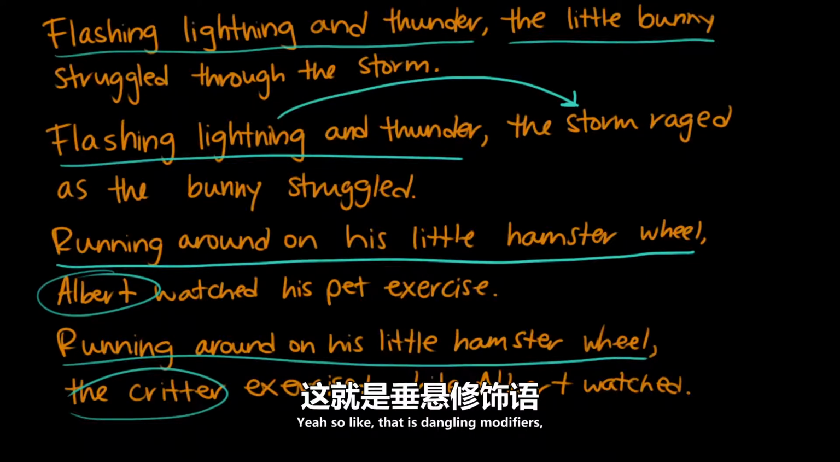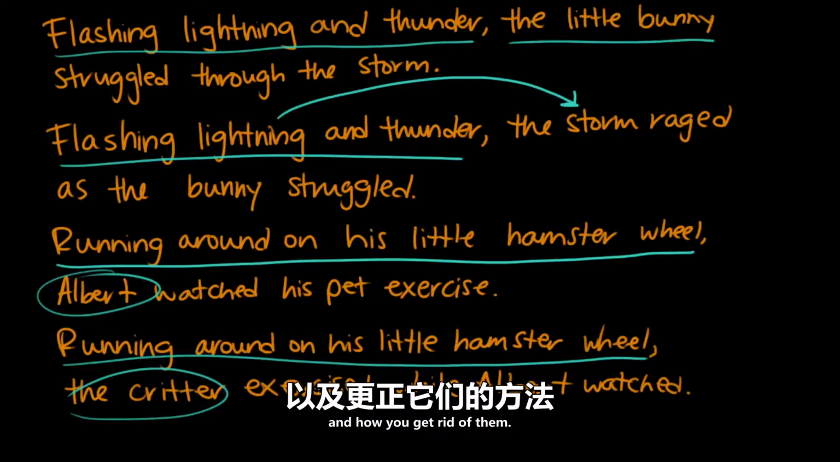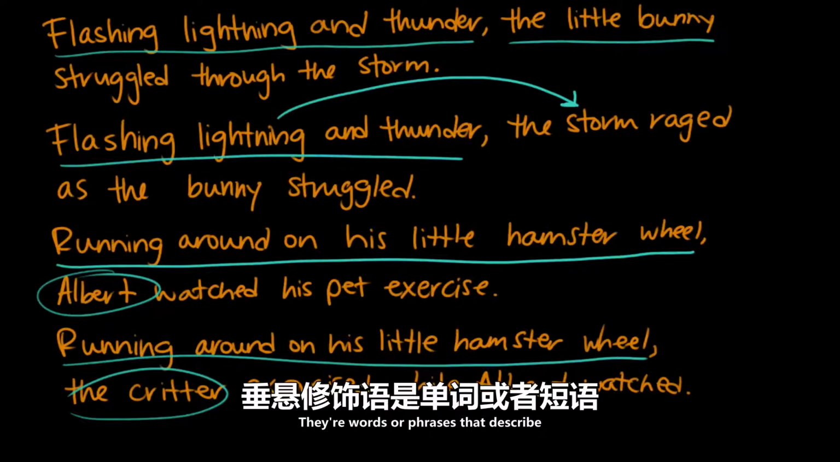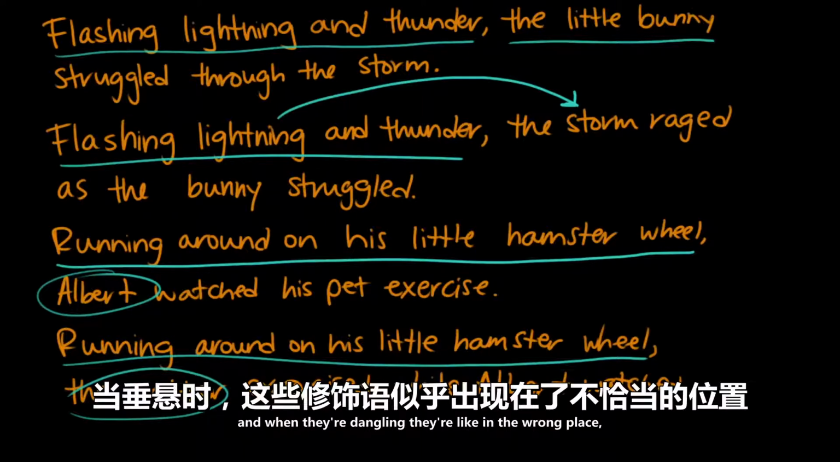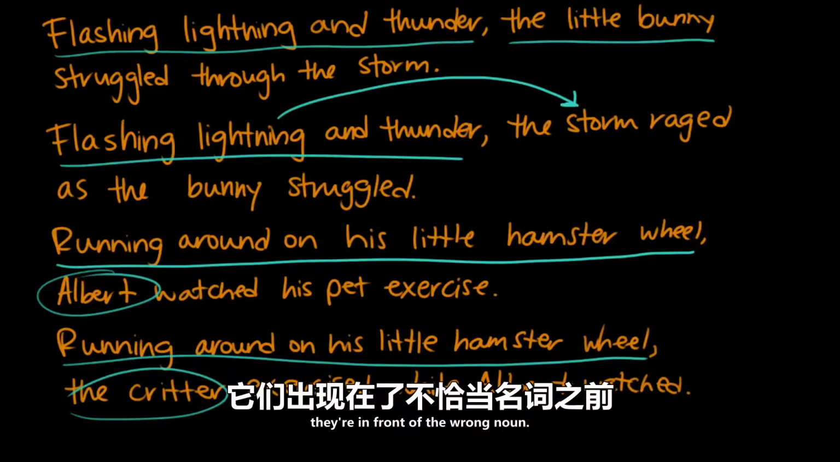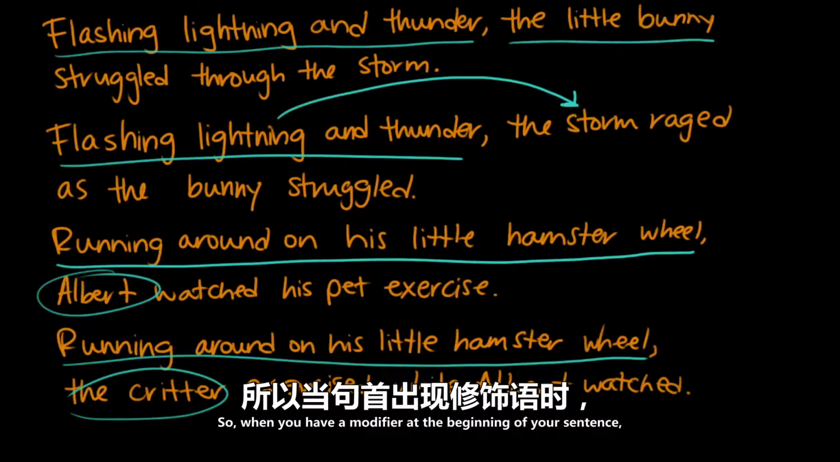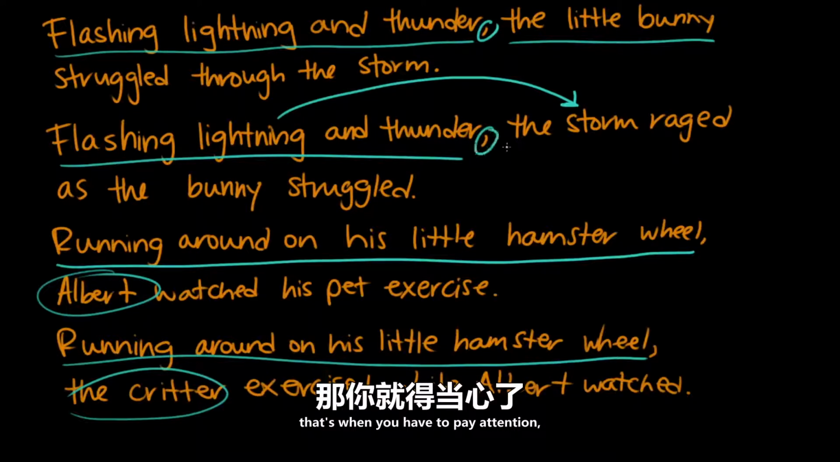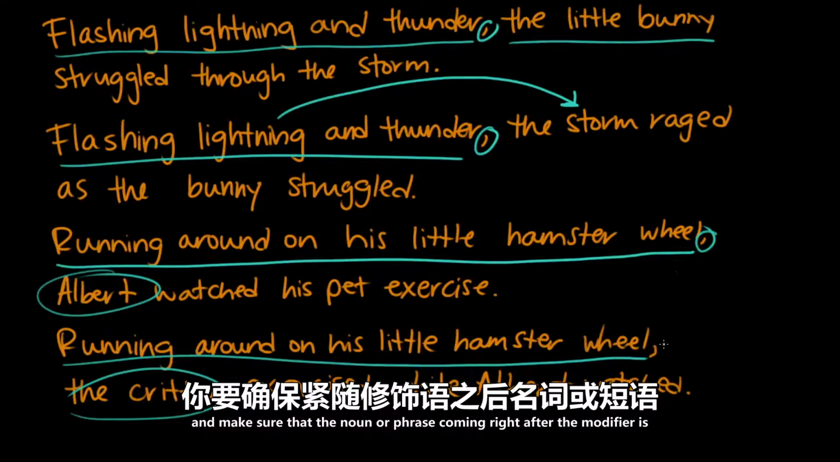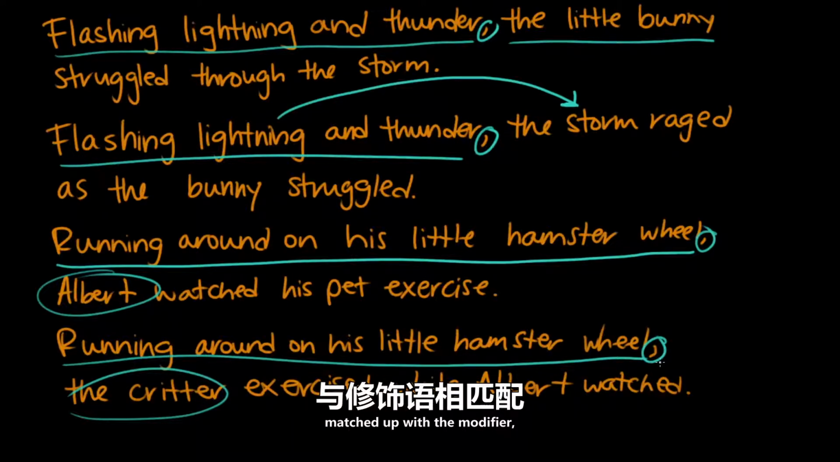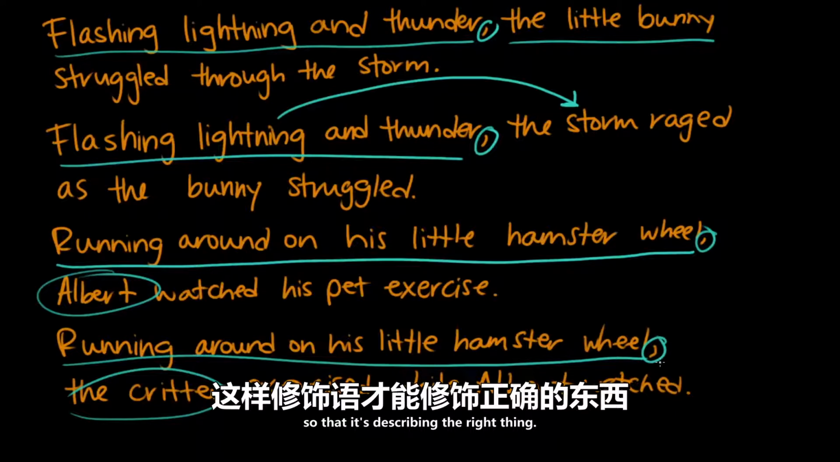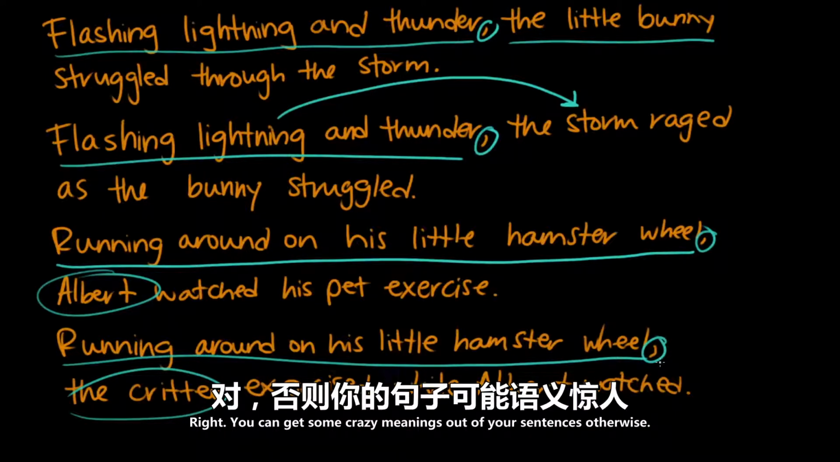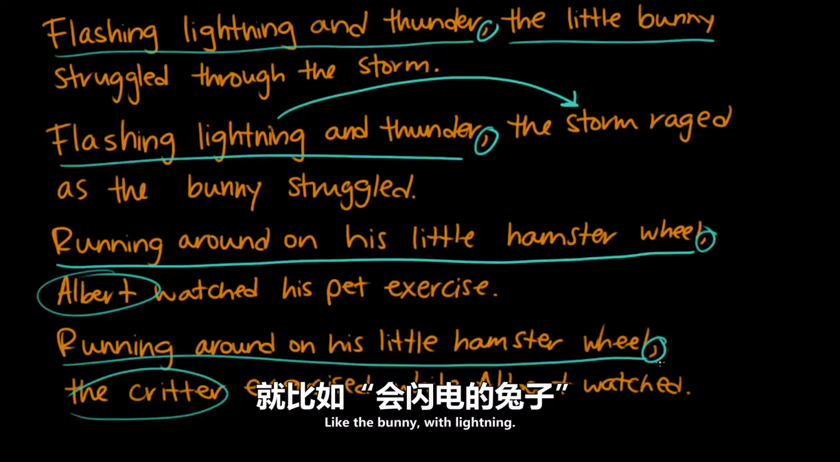Right. Yeah, so that is dangling modifiers and how you get rid of them. They're words or phrases that describe another word or phrase, and when they're dangling, they're in the wrong place. They're in front of the wrong noun. So when you have a modifier at the beginning of your sentence and it's set off with a comma, like all of these are, that's when you have to pay attention and make sure that the noun or phrase coming right after the modifier is matched up with the modifier so that it's describing the right thing. Right. You can get some crazy meanings out of your sentences otherwise, like the bunny with lightning.